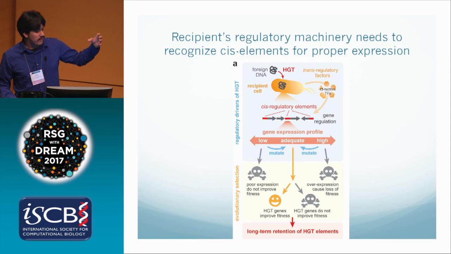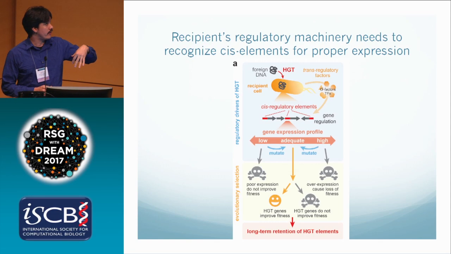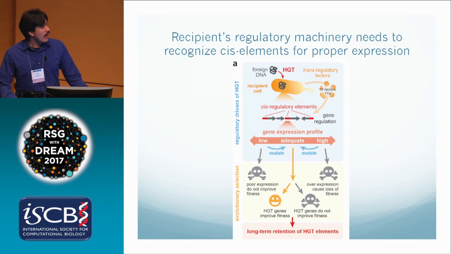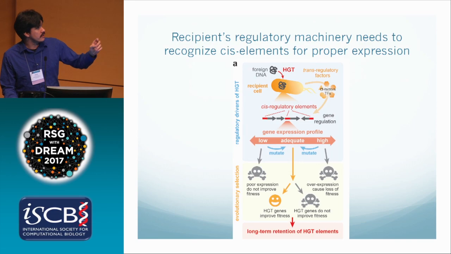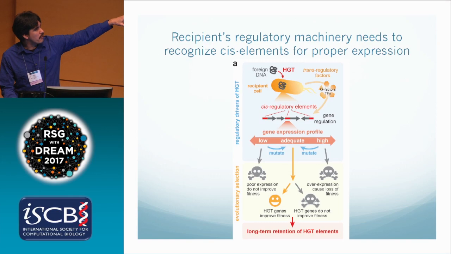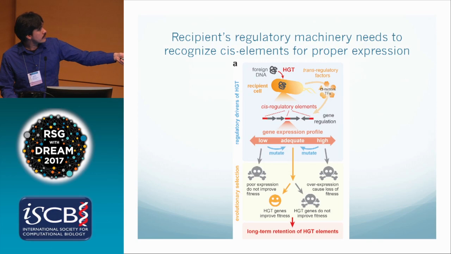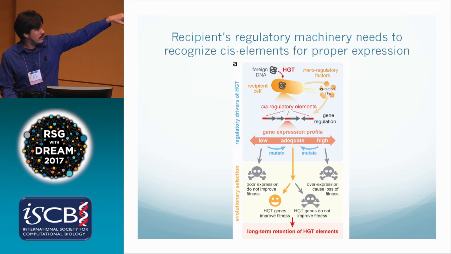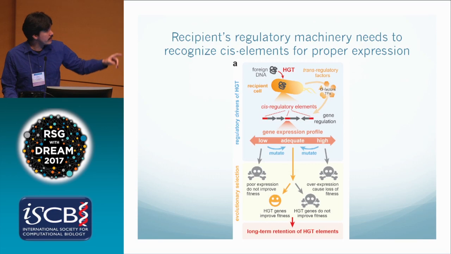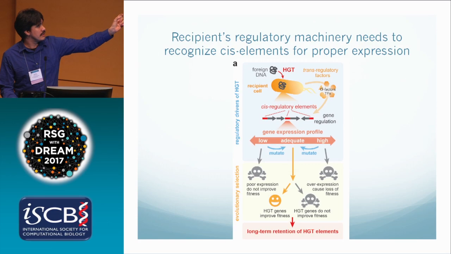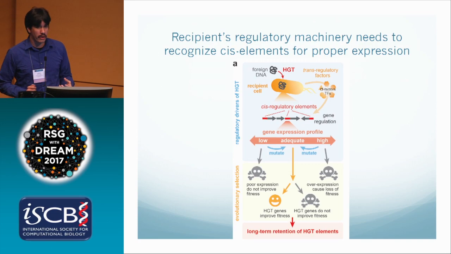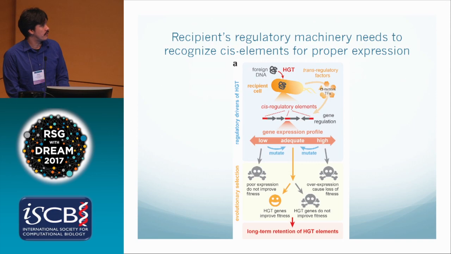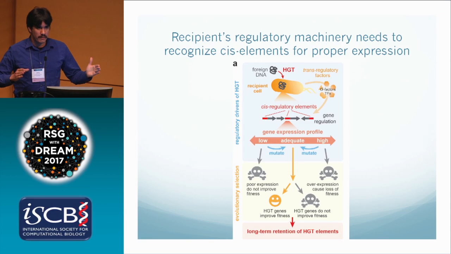At the top, I represent a foreign piece of DNA that is carried inside a recipient cell through the process of horizontal gene transfer, that is the HGT there. And this DNA has some coding regions and cis-regulatory elements that are represented by the red and gray colors below, in the middle of the figure. And these cis-regulatory elements must be recognized by the trans-regulatory machinery, which are the sigma factors and transcription factors inside the recipient cell. And the expression can have a wide range.